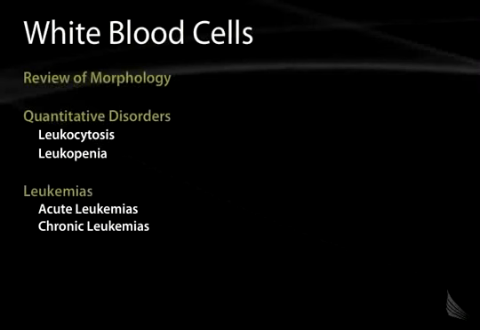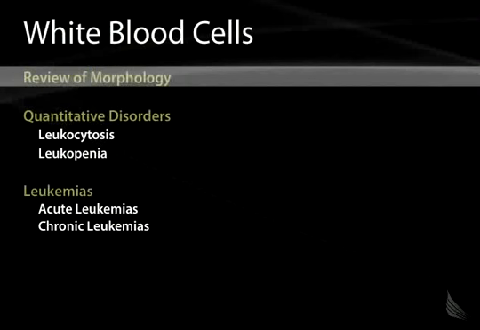What we'll first do is go over some of the morphology of what the normal white cells are supposed to look like, about what size they should be, and try to get in our head what it normally looks like to see a collection of white cells on a peripheral smear.